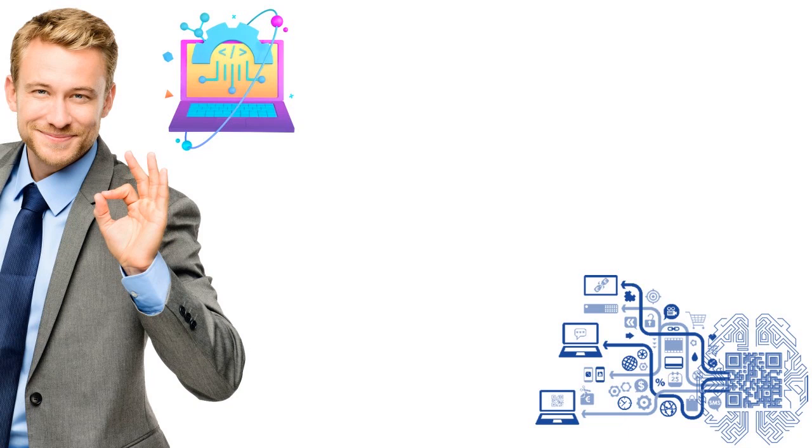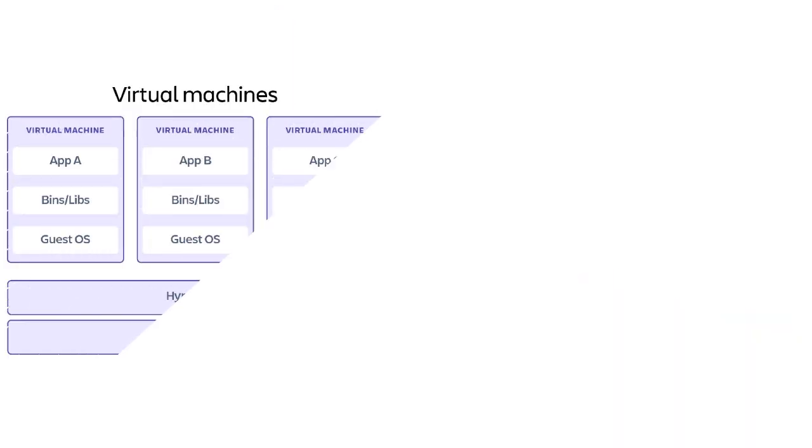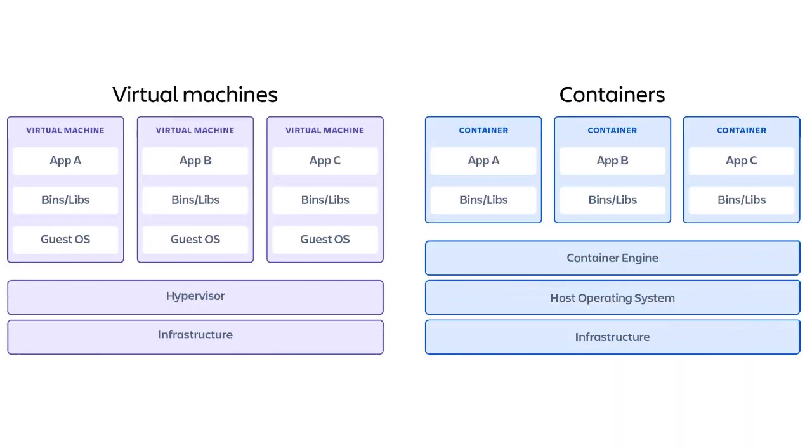Okay. And I want you to really look on the screen here. Here is a representation of virtual machines and containers. I want you to really look at it for a few seconds. That's important. You can see for virtual machines, you have the hypervisor and the infrastructure. For containers, you have the container engine, the host operating system, and then you also have the infrastructure.